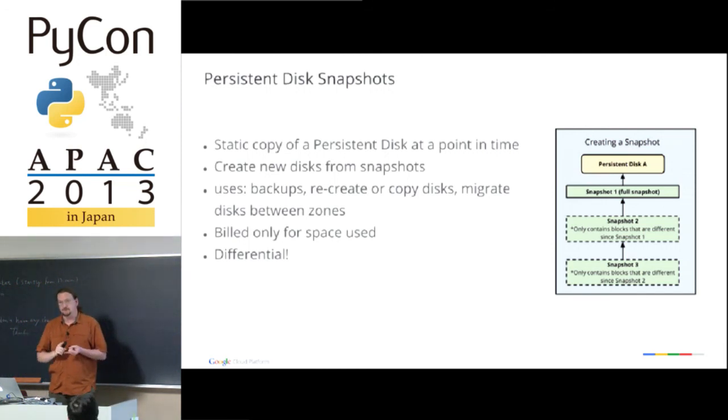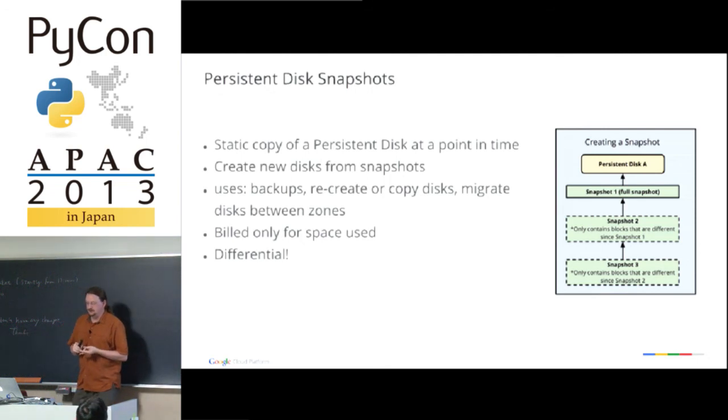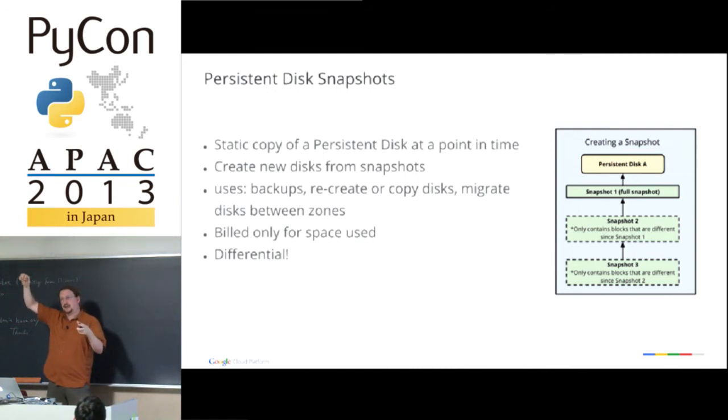So you can use this for backups. You can use it to copy or migrate persistent disks from one zone to another. Persistent disks are limited to one zone at a time. So if you want to move a disk from one zone to another, take a snapshot. Snapshots are global, and then you can create a new persistent disk in any zone, just directly.